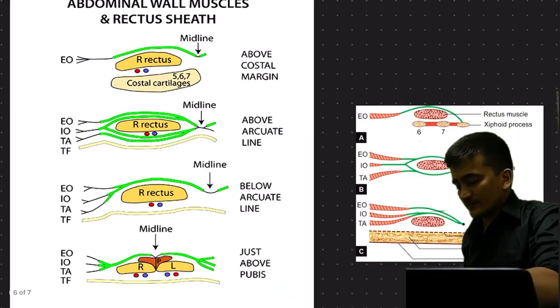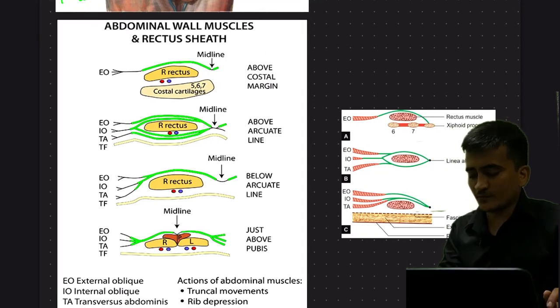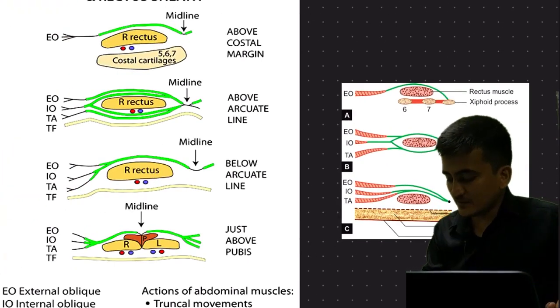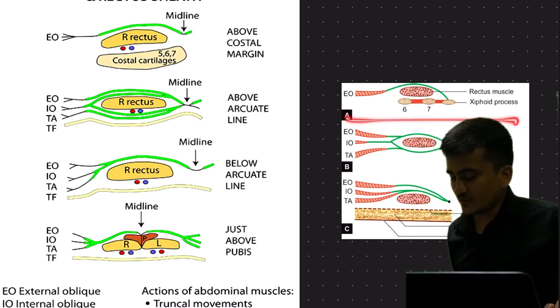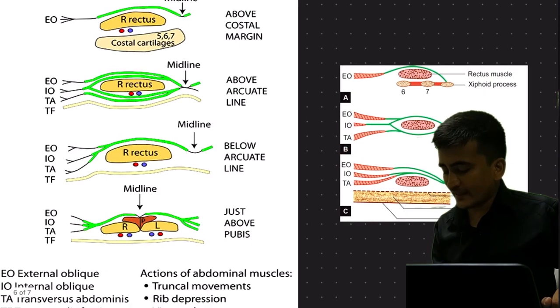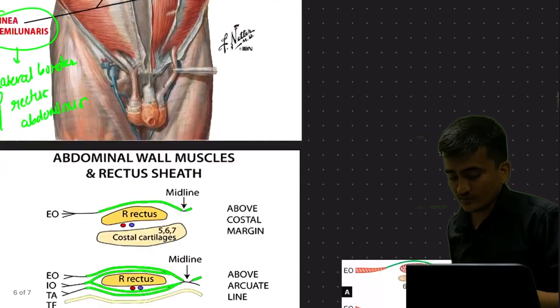Especially here we talked about four positions, but especially we'll talk about these places: above the costal margin, above the arcuate line, and the last one, just above the pubis. We'll be talking about these things.